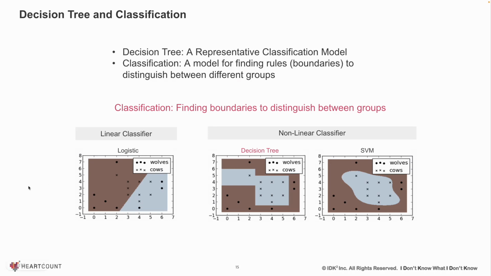There are various classification methods to distinguish between two populations, such as wolves and cows, using known variables. I'll explain the differences between linear classifiers, like logistic classifiers, and nonlinear ones like support vector machines, highlighting the transparency and linguistic interpretability of decision trees. Using a decision tree, we can convert complex data into straightforward rules.